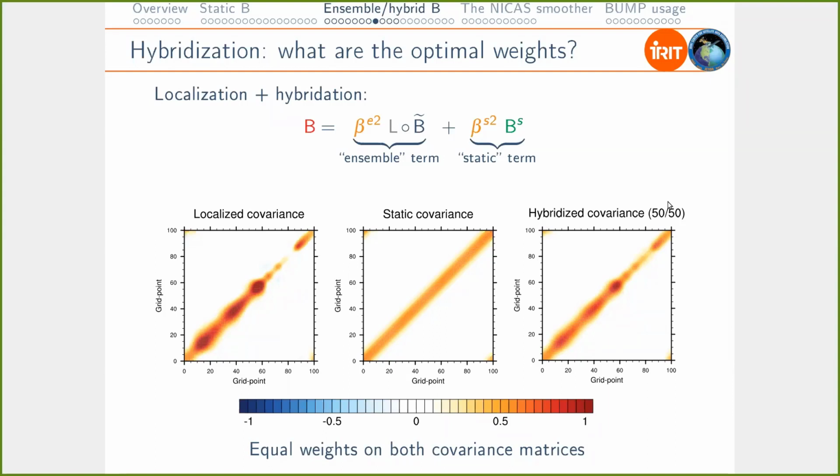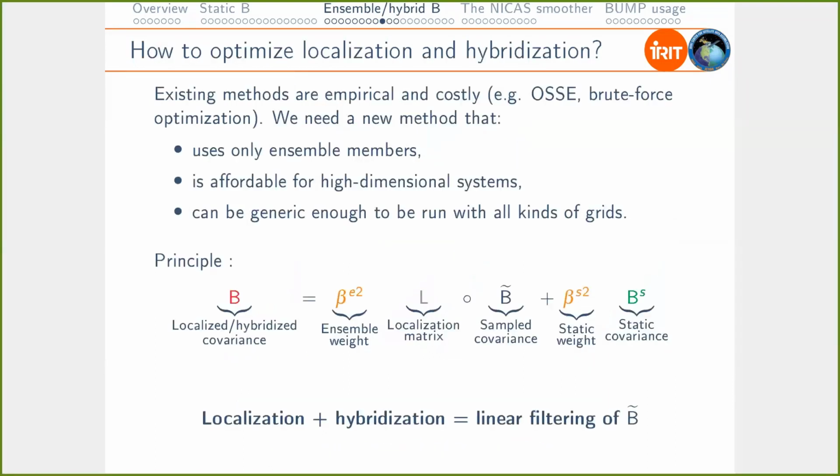And so I developed a theory for that because all the existing methods were empirical and costly. They were based either on brute force optimization or OSSE. And so we needed a method that would use only ensemble members, that would be affordable for high dimensional systems, and that would be generic enough to be run with all kind of grids.